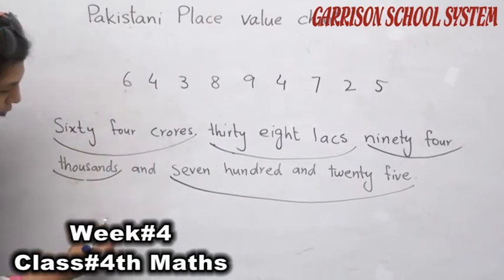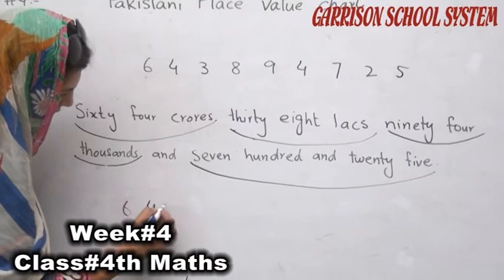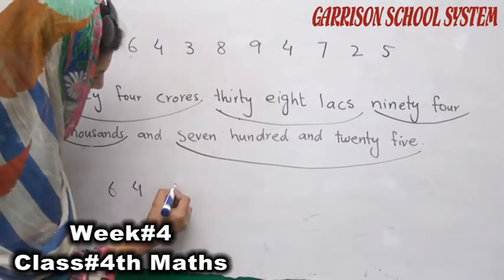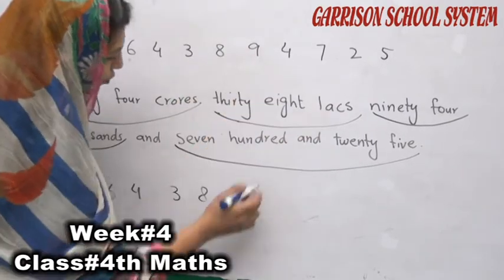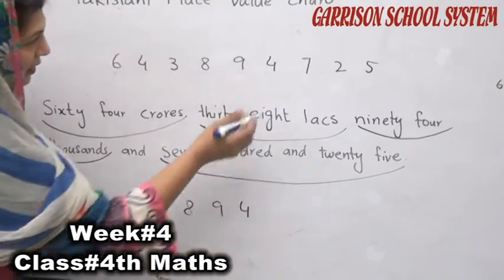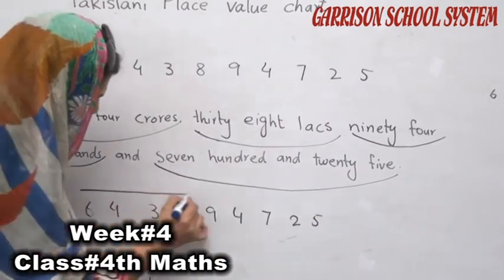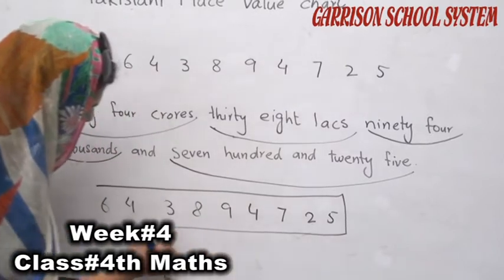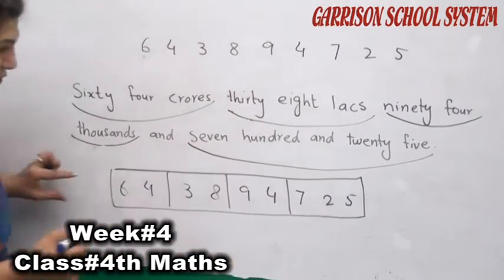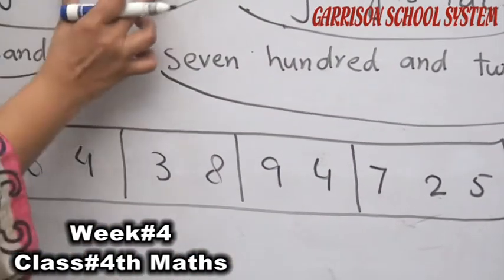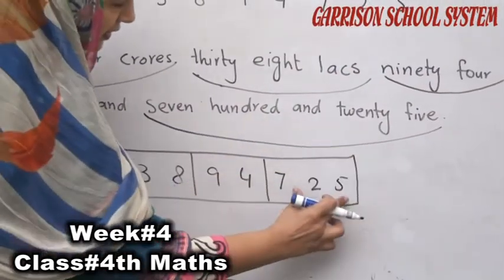For example, 64 crore we can write in this way: 64, 38, 94, 725. If I group these numbers in this way, have you seen, students? 64 crore 38 lakh 94,000 and 725.